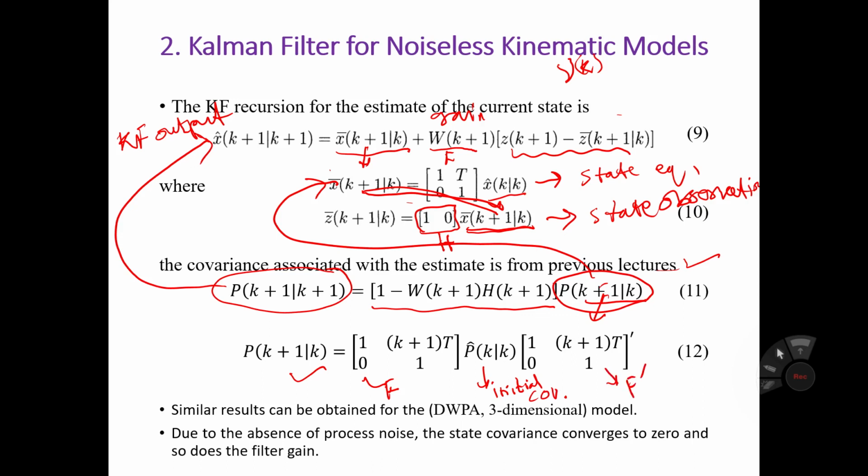Similar results can be obtained for the discrete white process acceleration three-dimensional model. In this case, F will be a 9 by 9 matrix, and three-dimensional means three-dimensional position, three-dimensional velocity, and three-dimensional acceleration as the auxiliary state. Due to the absence of process noise, the state covariance converges to zero, and so does the filter gain.